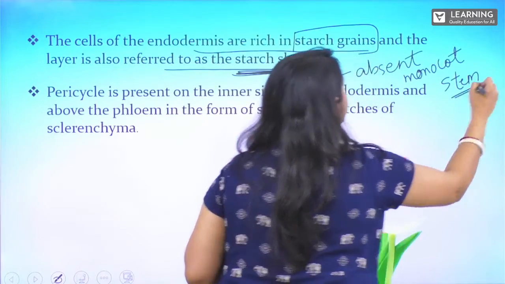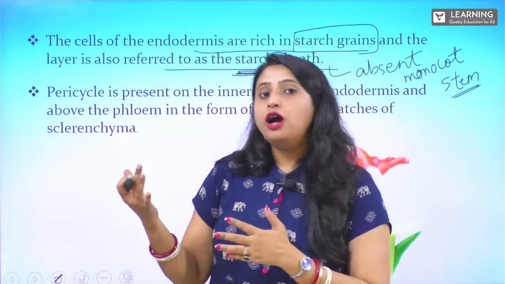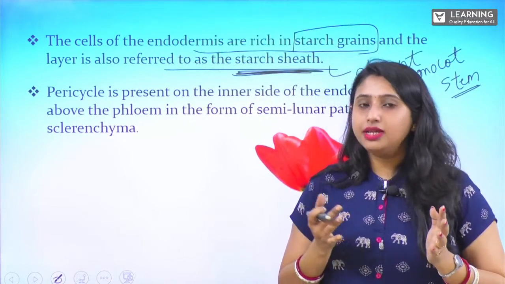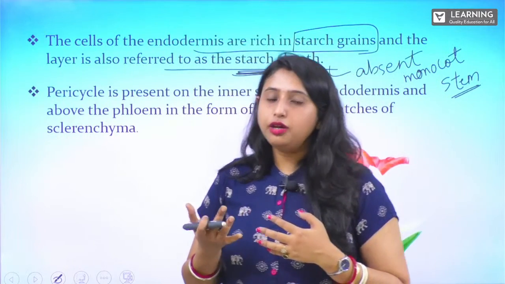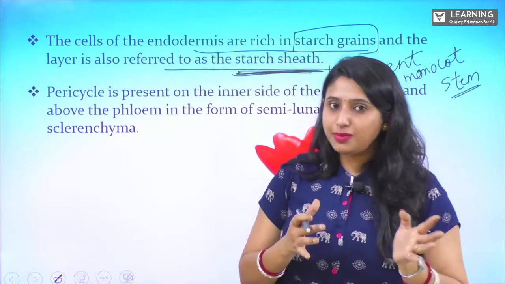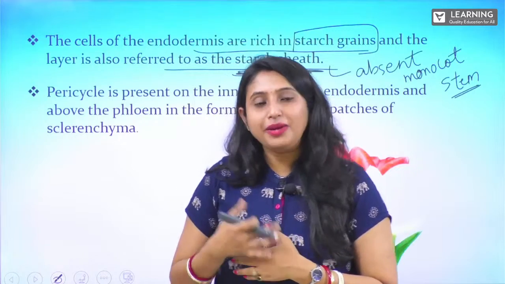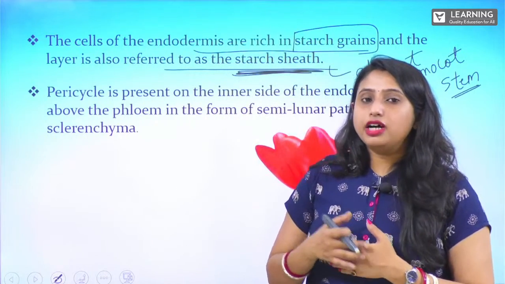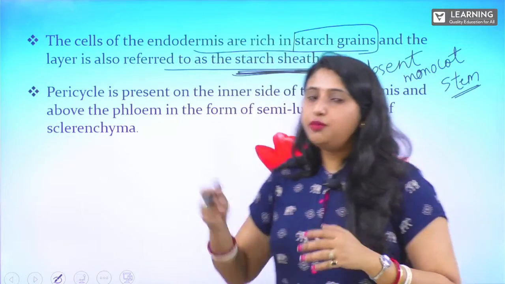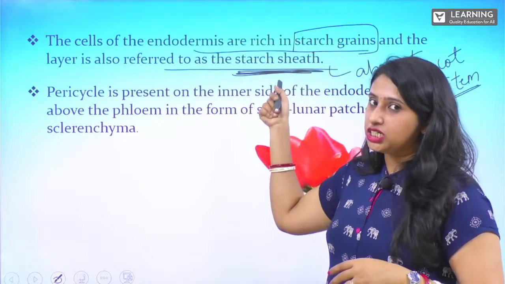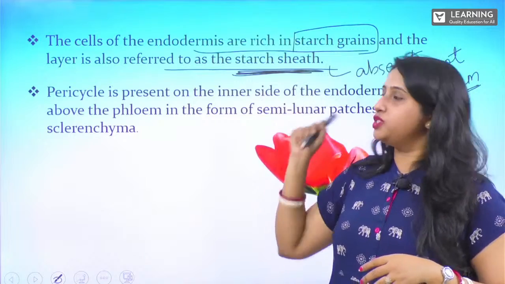So from here you can also differentiate between the monocot stem and the dicot stem. What we see in the dicot stem is that the pericycle is made up of sclerenchyma cells, isn't it? Whereas in the monocot stem, it is made up of parenchyma cells. And in the dicot stem, we can find the starch sheath, whereas in the monocot stem, the starch sheath is absent.